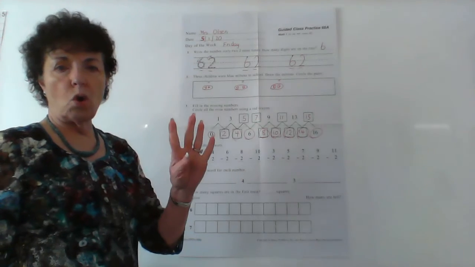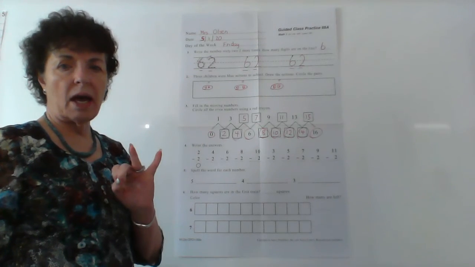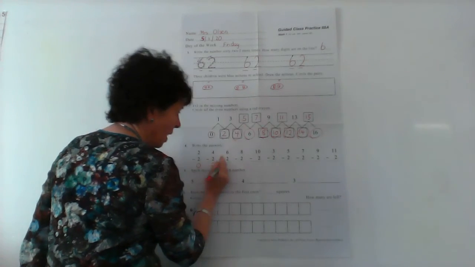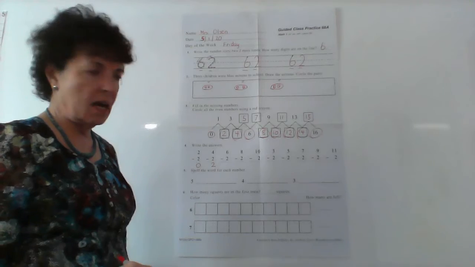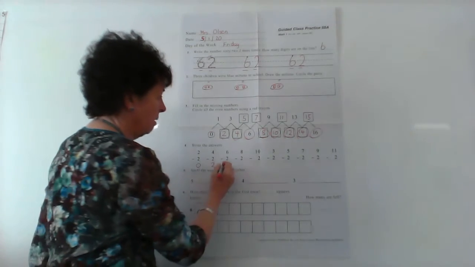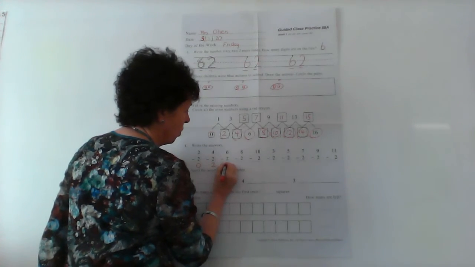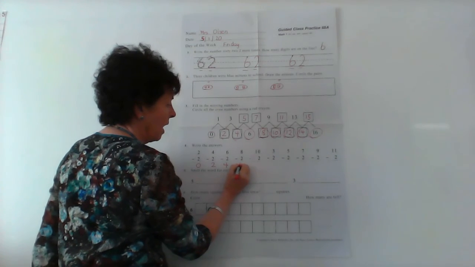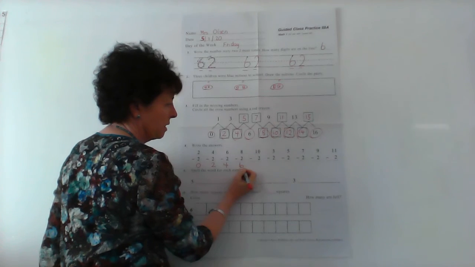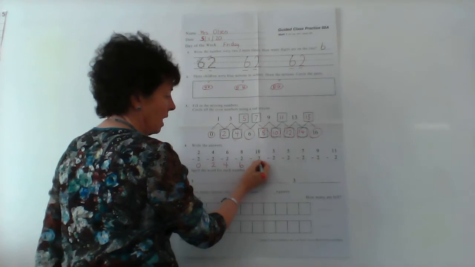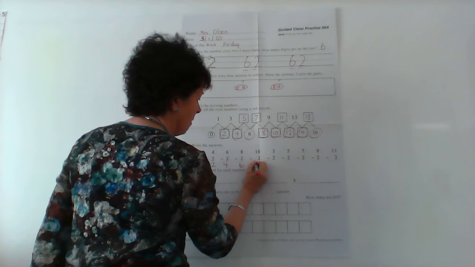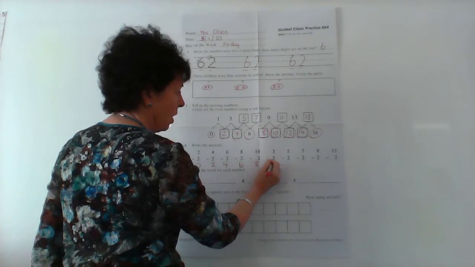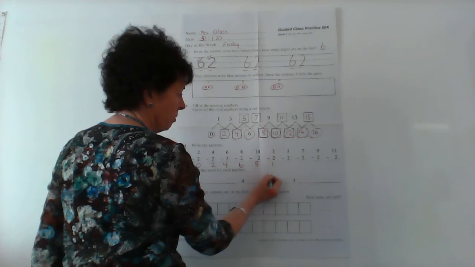If I have 4 and I take 2 away, I have 2. If I have 6 and I take 2 away, I have 4. If I have 8 and I take 2 away, I have 6. If I have 10 and I take away 2, I have 8. If I have 3 and I take away 2, I have 1.